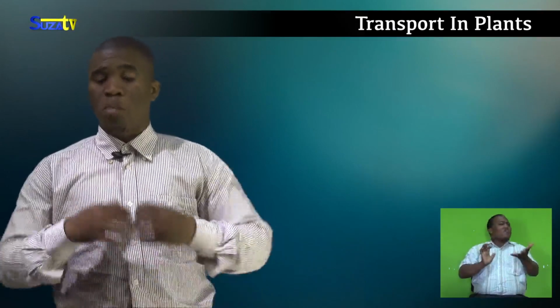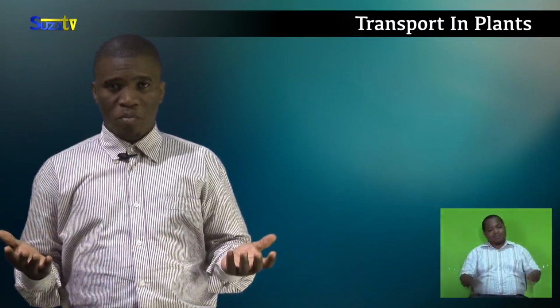So, my question is, plants do not have muscles and hearts. Thus, where does the pressure for forcing water and manufactured food come from? Please think carefully, my dears. Then make sure that you come up with a good answer. Tell us, please. Very good.